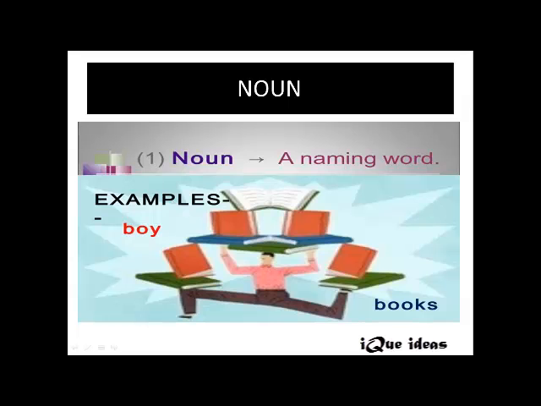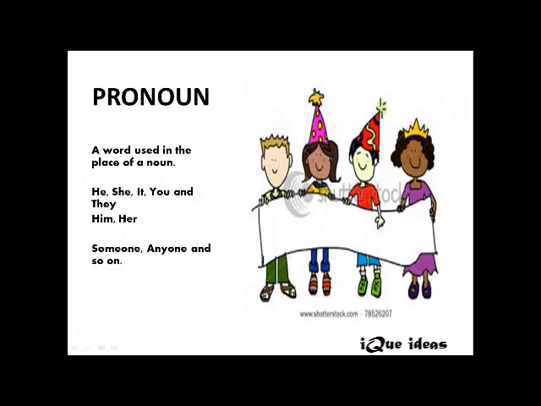Let's start with the first part of speech, that is noun. Noun is nothing but a naming word. Just 2 examples to give you clarity. Boy is singular, books is plural. Later on comes pronoun. Pro means instead: a word which is used instead of a noun, or in the place of a noun, is called a pronoun. He, she, it, you, they, him, her, someone, anyone, and so on are pronouns. Instead of Ram, I can replace it with he. Sheila can be replaced with the pronoun she. Book can be replaced with it.